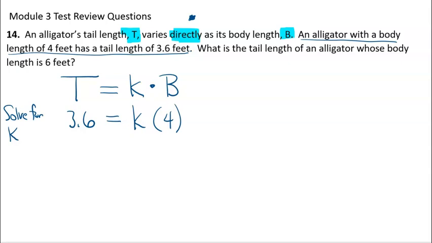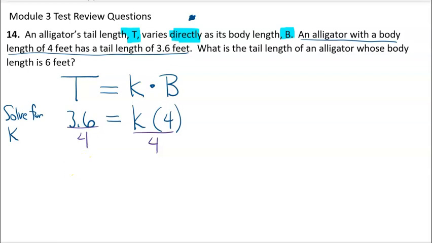Y'all know how to do this math. We just divide both sides by 4, right? I need to get the K by itself. So 3.6 divided by 4. I'm pulling out my calculator right now. Not even going to pause it. I'm just going to pull it out and calculate. So 3.6 divided by 4. Hold on. There it is. How about 0.9?